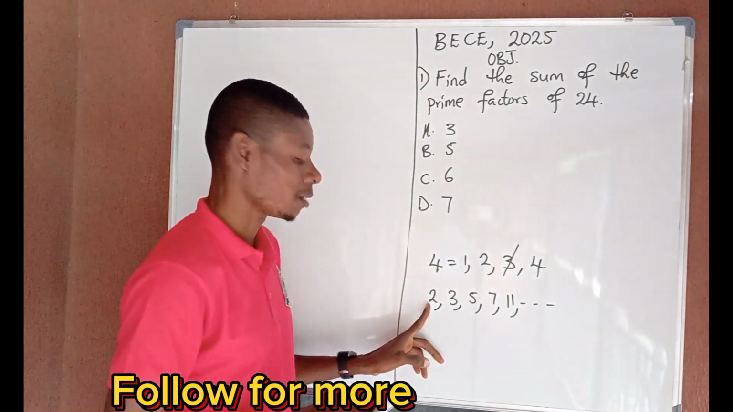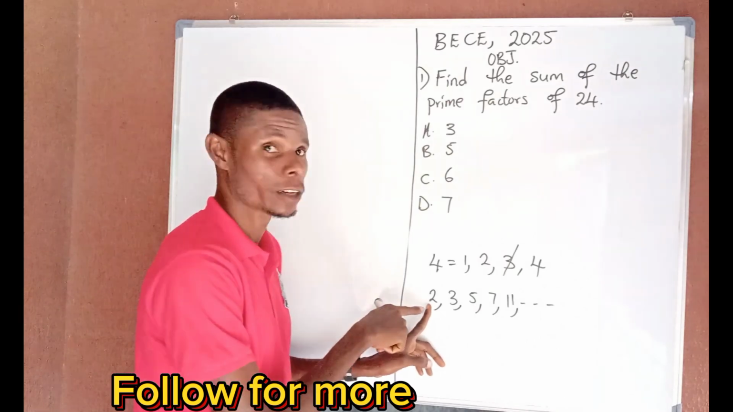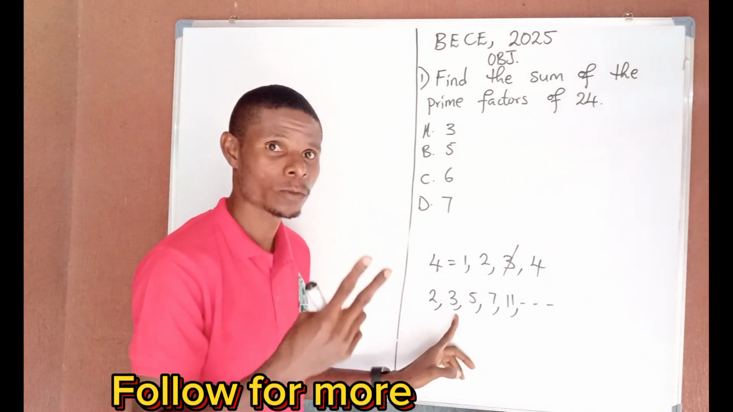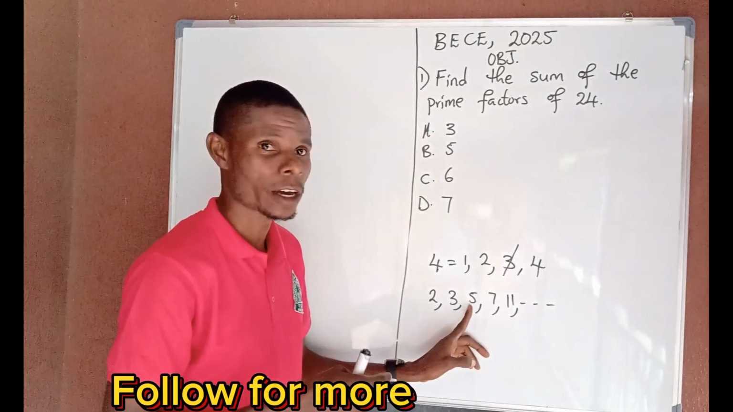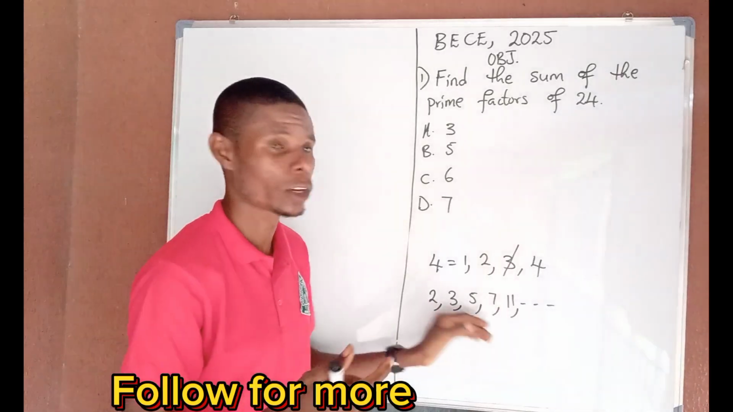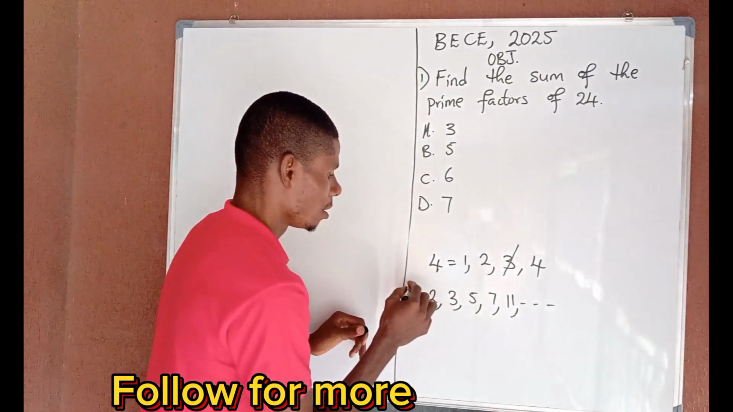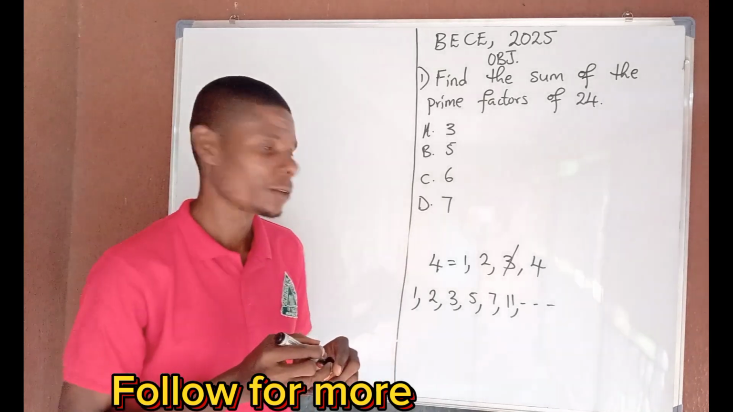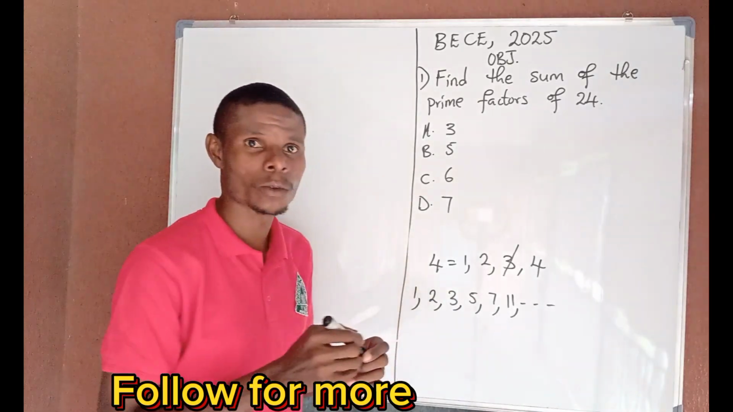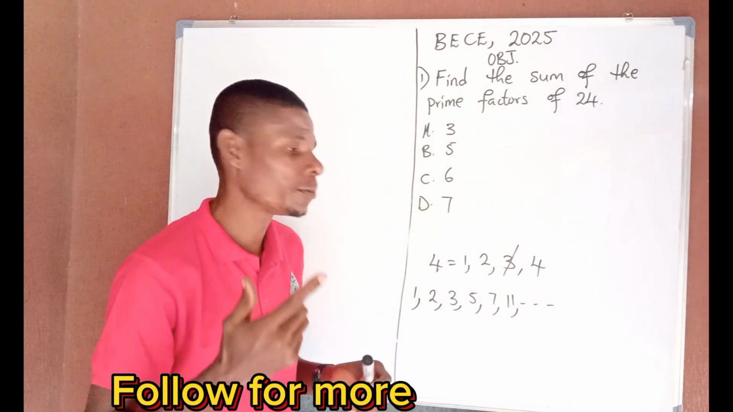For instance, what are the factors of 2? We have 1 and 2, because 1 can divide 2 and 2 can divide itself. What about 3? 3 has 2 factors, 1 and itself. 5, 1 and itself. 7, 1 and itself. 11, 1 and itself. So we call these prime numbers. Then somebody might ask, why is 1 not a prime number? 1 has just 1 factor, so because of that, it is not called a prime number.